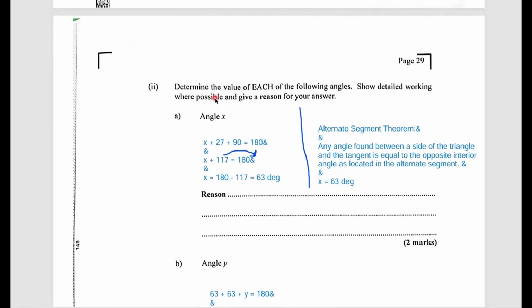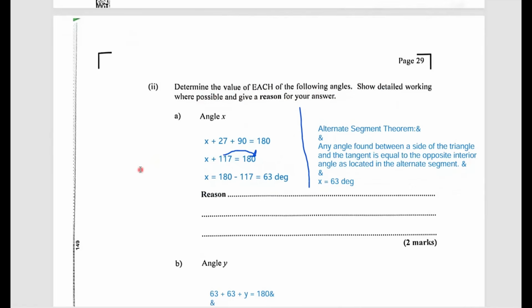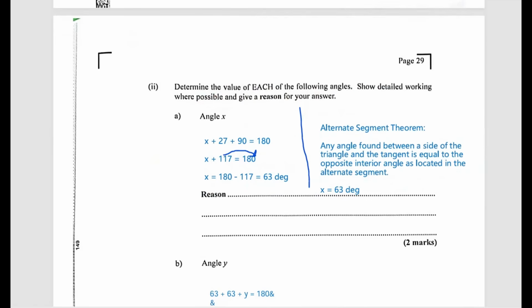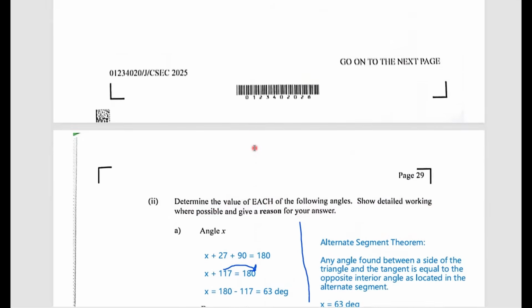So determine the value of each of the following angles, and you must give a reason. So angle X, and the reason for it. Okay, angle X, I say X plus 27 plus 90 is 180. Okay.